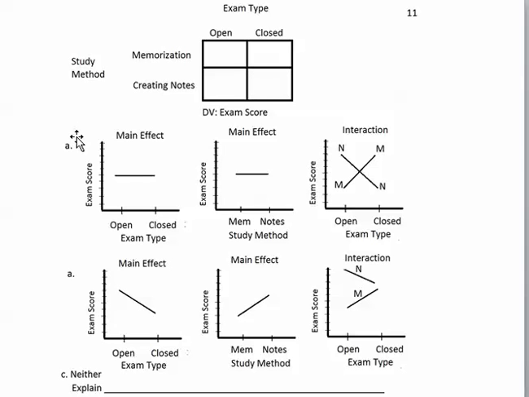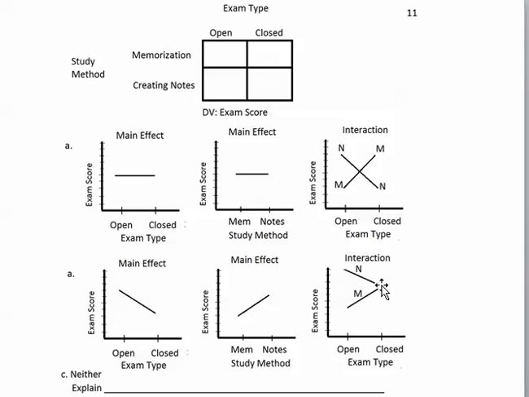So you need to choose which outcome you think would appear. If you think that on the open book exam, the note takers would do really well and the memorizers would do really poorly, and if you think that on the closed book exam, the memorizers would do really well and the note takers would do really poorly, the opposite result, you would choose A.